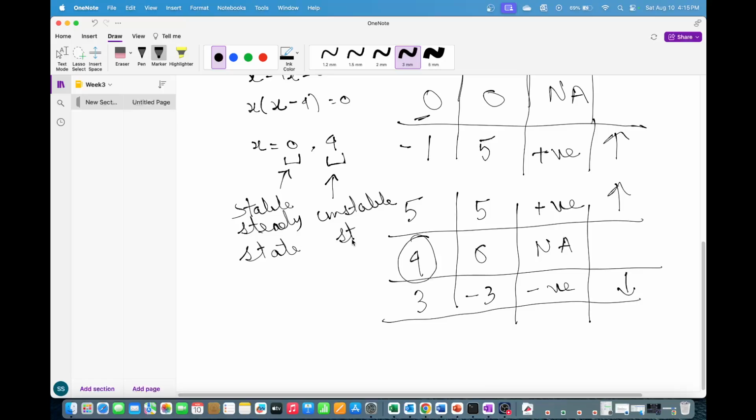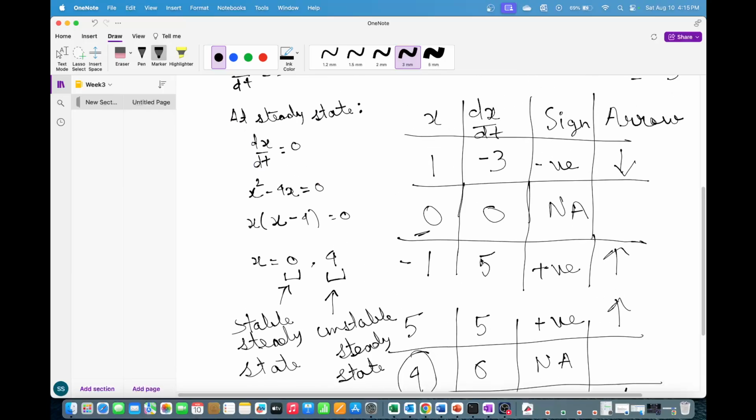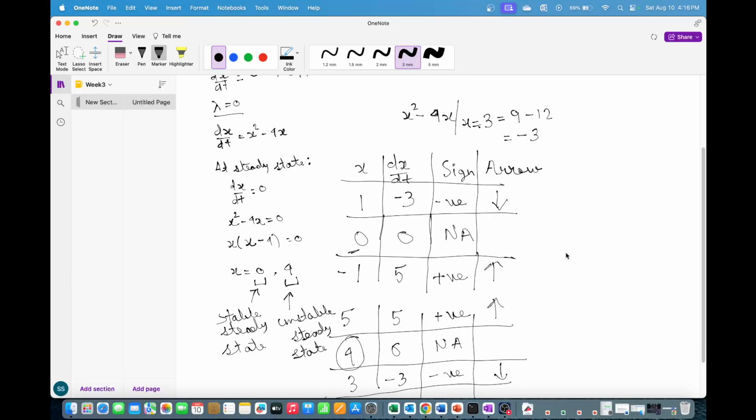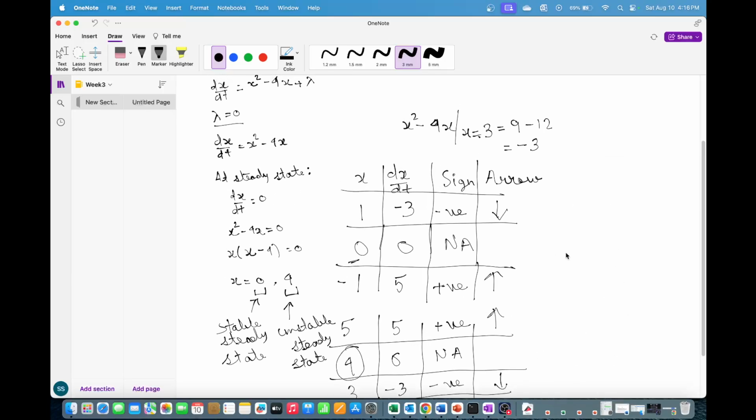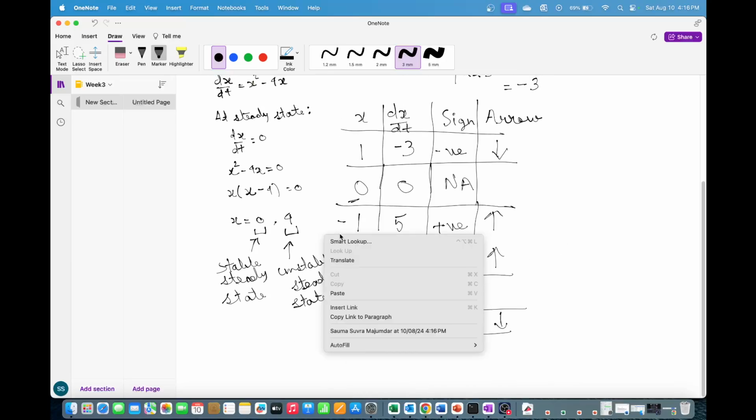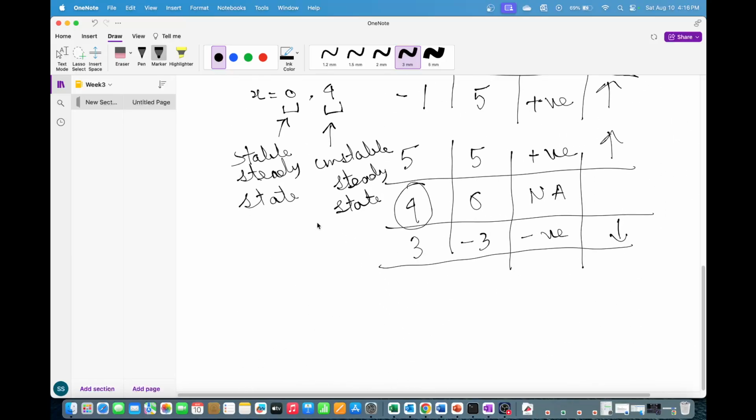You can do this using the direction fields as well. You can check how the direction fields are moving about this point to see if it is stable or unstable. This is a simpler way to calculate if your steady state is stable or unstable. Okay, so there are two steady states here, so let me write it down below again.